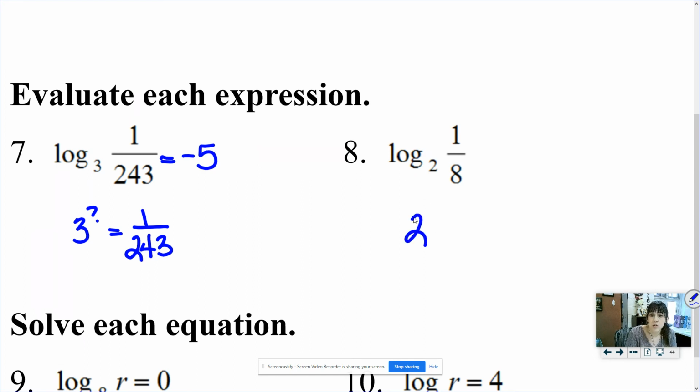Number 8, 2 to what power? That's supposed to be a question mark. Equals 1/8. Again, I need a negative to make it a fraction. And then I think 3, 2 to the third would be 8. So negative 3 would make it 1/8.